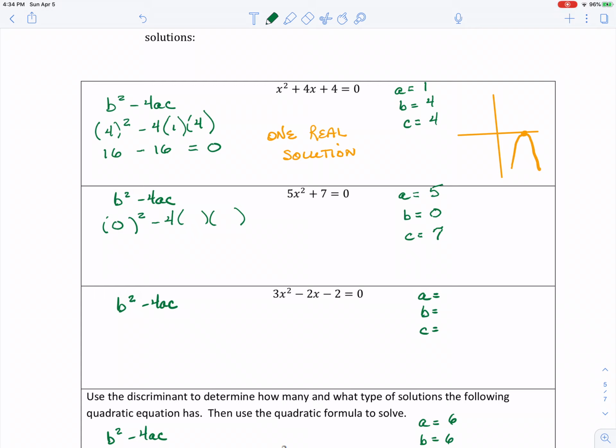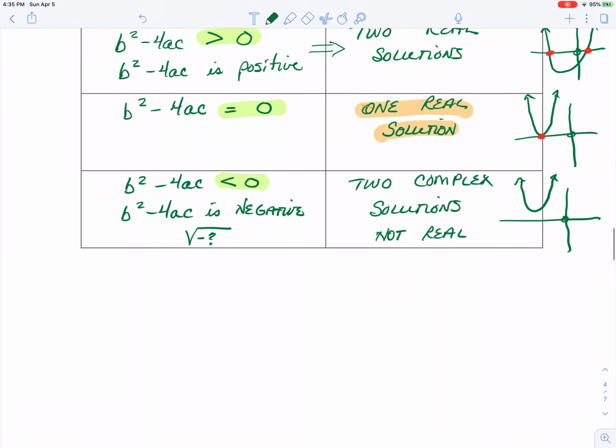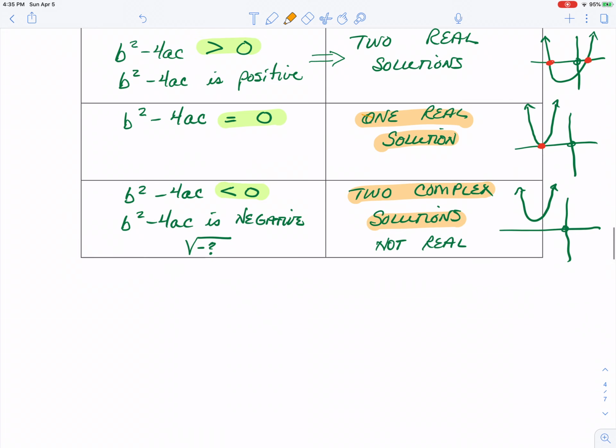All right, so b squared minus 4ac, 0 minus, I think that's 140. Of course, that's a negative result. So I quickly scroll back up here and look. When it comes out to be a negative result, I'm expecting two complex solutions.